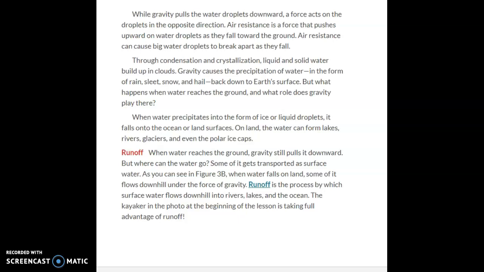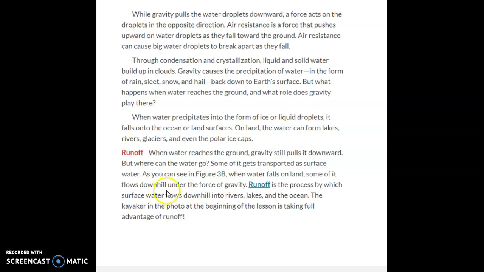Through condensation and crystallization, liquid and solid water build up in clouds. Gravity causes the precipitation of water in the form of rain, sleet, snow, and hail back down to the Earth's surface. But what happens when water reaches the ground? And what role does gravity play there? We're down here now. When water precipitates in the form of ice or liquid droplets, it falls onto the ocean or land surfaces. On land, the water can form lakes, rivers, glaciers, and even polar ice caps.